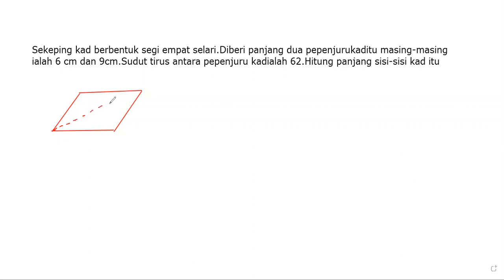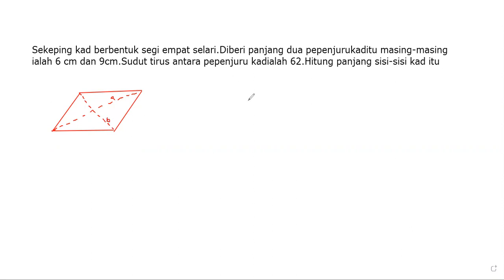Of course the one that we are drawing now is longer than the other diagonal. So this will be our 9 cm perpenjuru. And then we've got the other one. This is a bit shorter. So this will be the 6 cm perpenjuru. That's already 6 cm.